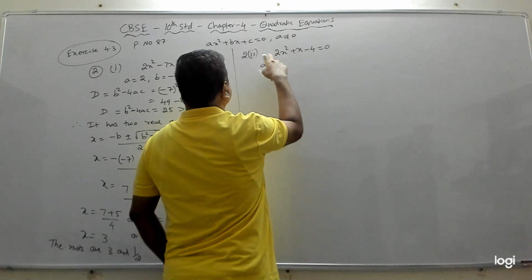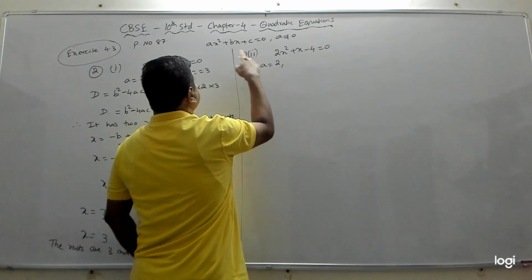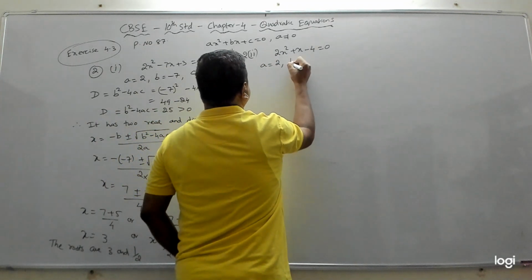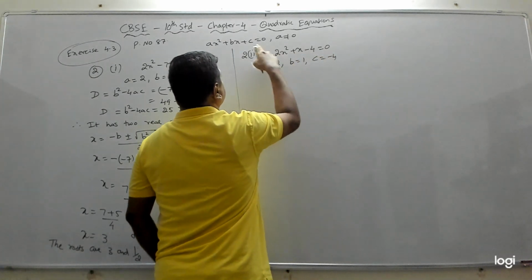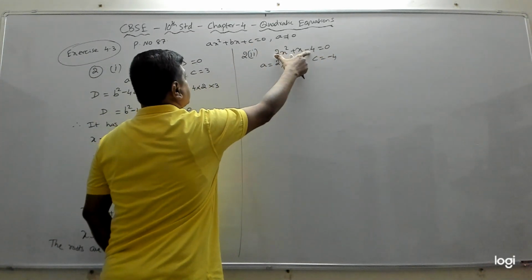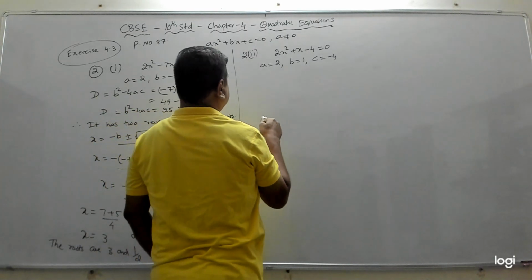Comparing this with this, A is 2, B is 1, and C is minus 4. Minus 4 is the C. We are comparing this equation with the general form of a quadratic equation.